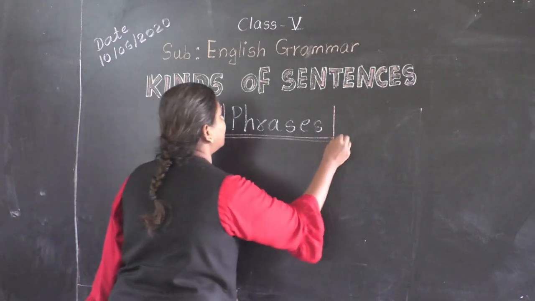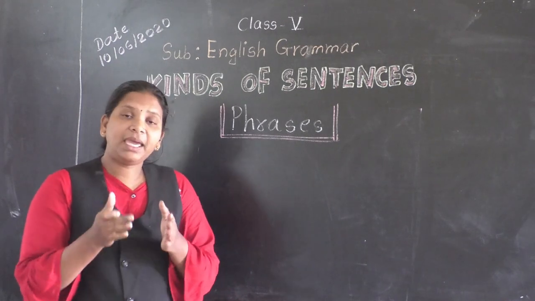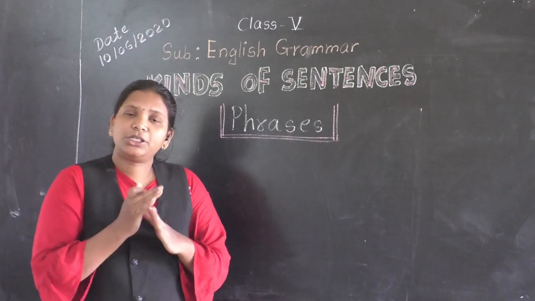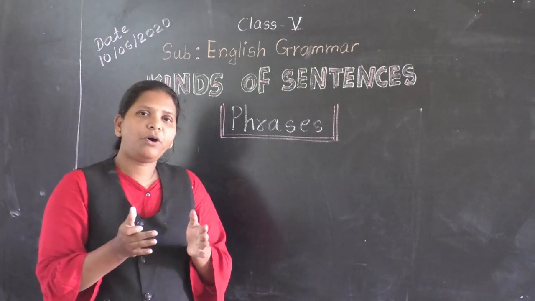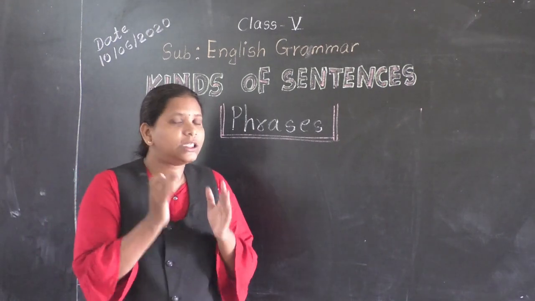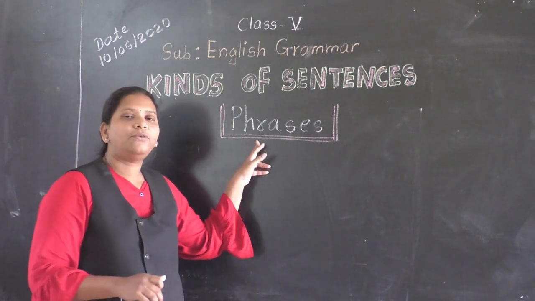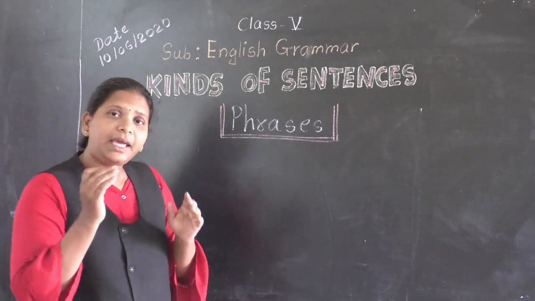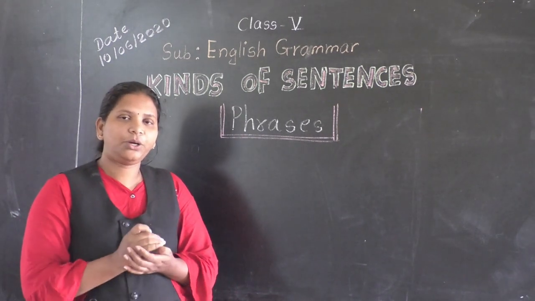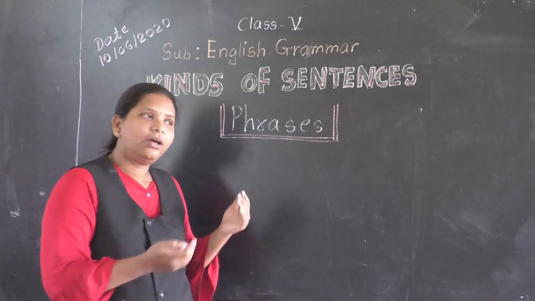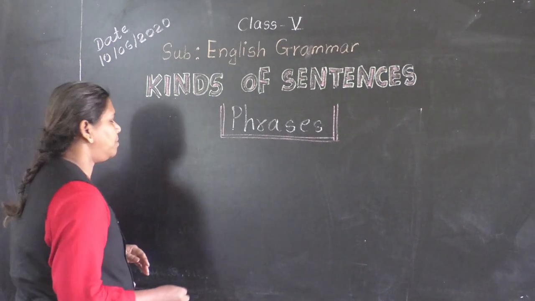What is a phrase? A phrase is a group of words that makes sense but does not convey the complete meaning. It means a group of words that does not have a subject or verb like a sentence. It is called a phrase. A phrase makes some sense but not complete sense. Are you getting me? That we will see in detail. Now see the sentence I am writing on the blackboard.